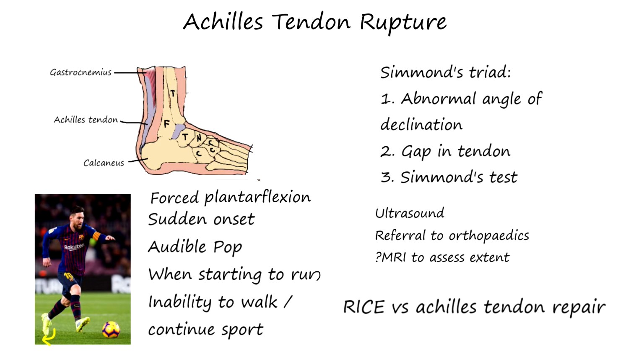Common history for an Achilles tendon rupture is forced dorsiflexion, which is commonly pushing off when you're starting to run or sprint, particularly in high energy sports like football or rugby. And they say they feel this audible pop and sudden onset acute pain, like being shot in the back of the calf or in the ankle. As I say, it tends to be when you're starting to run.